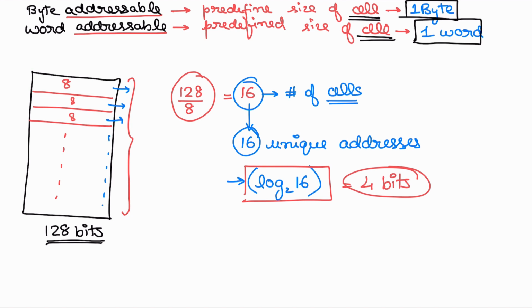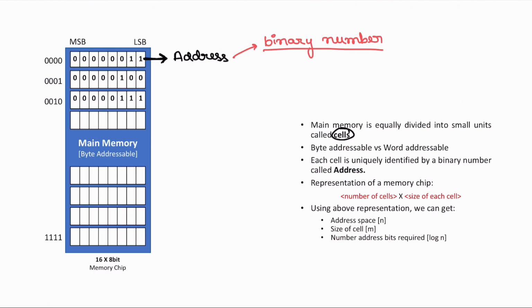These 4 bits are called address bits. So now we are using this 4-bit sequence to represent each cell, which is also called the address of that cell. This is exactly the same example as this diagram here. This diagram has 16 cells and each cell has a size of 8 bits.